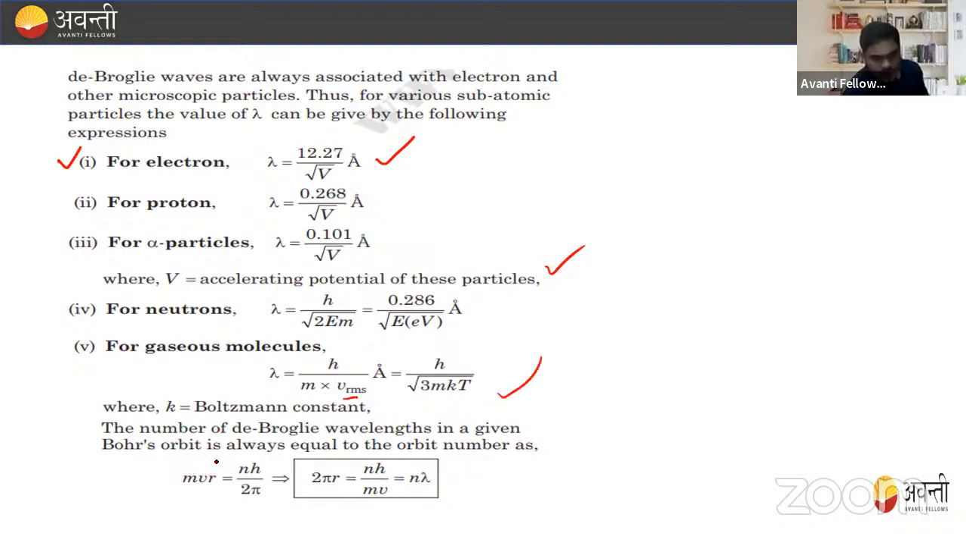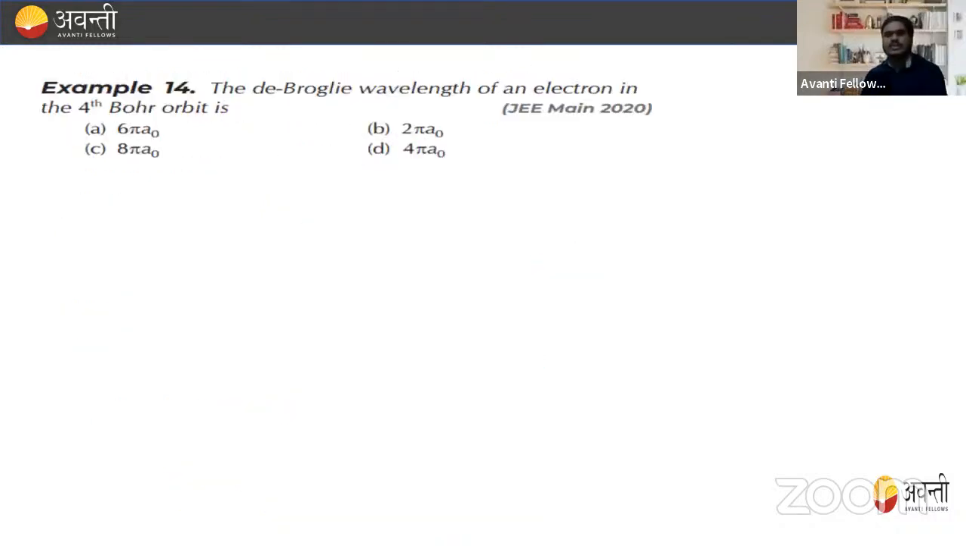Now, the number of de Broglie wavelengths in a given Bohr orbit is always equal to the orbit number. How? We know from de Broglie that mvr is equal to nh upon 2 pi. So 2 pi r is equal to nh upon mv, and this is equal to n lambda, right? So 2 pi r is equal to n lambda. This one is very important, so try to understand this. This question is going to be asked, so try to understand it and solve it.